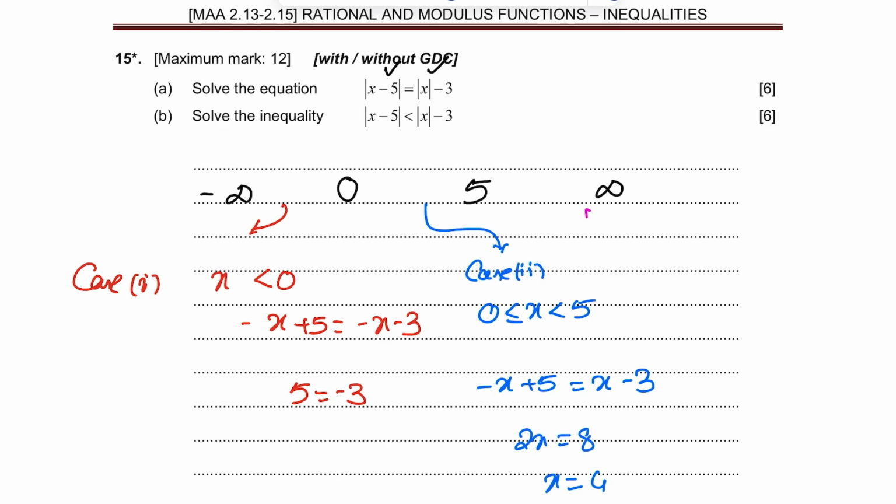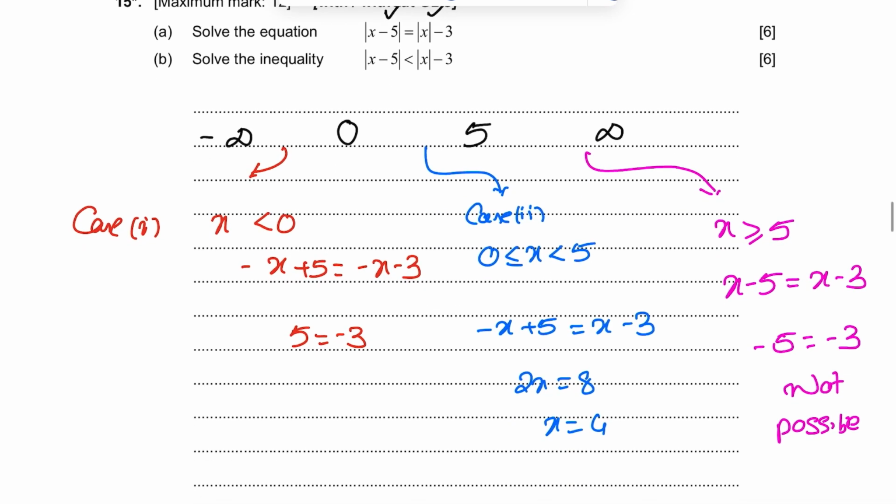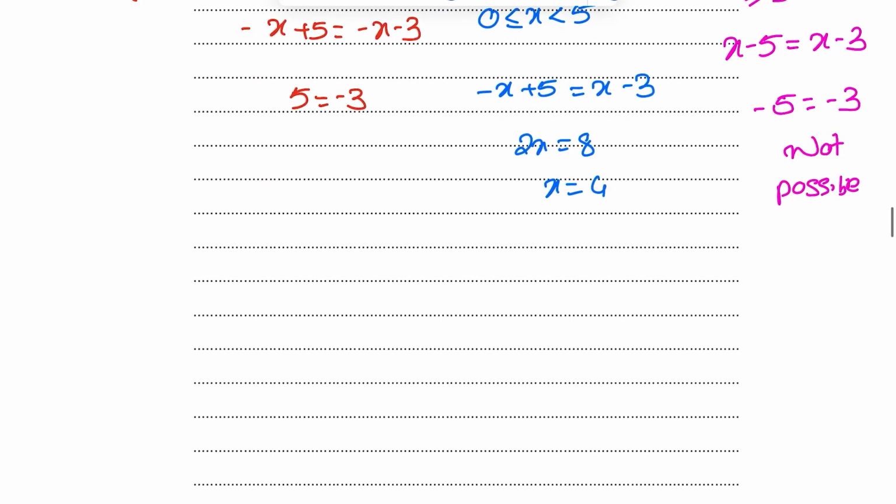And in the third case, x is greater than or equal to 5. In that case, absolute value of x minus 5 will become a positive number, and absolute value of x is positive, and minus 3. Negative 5 equals negative 3, which is not possible. So my only answer is x equals 4 is the only solution. So every time try to take the roots and try to take the intervals between them.